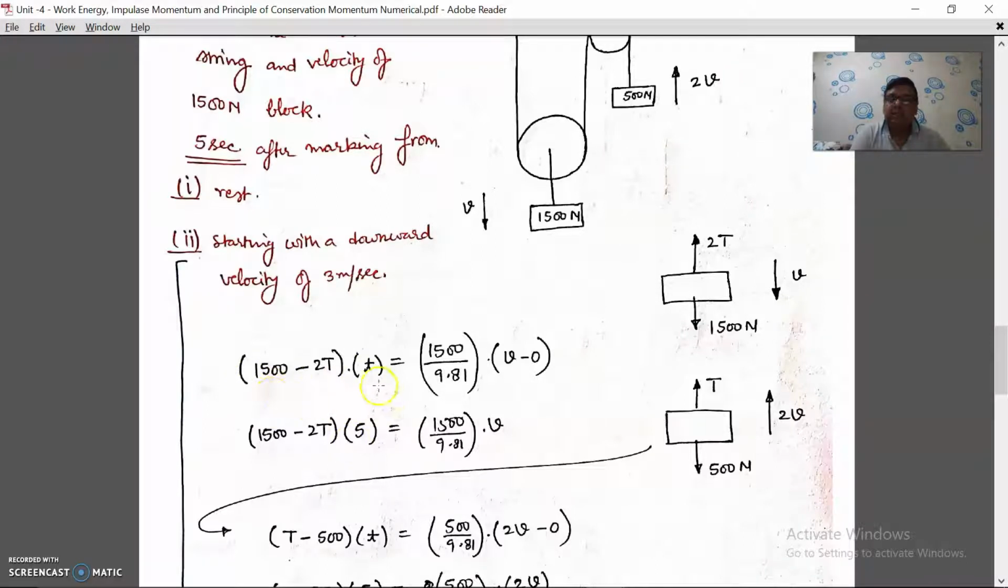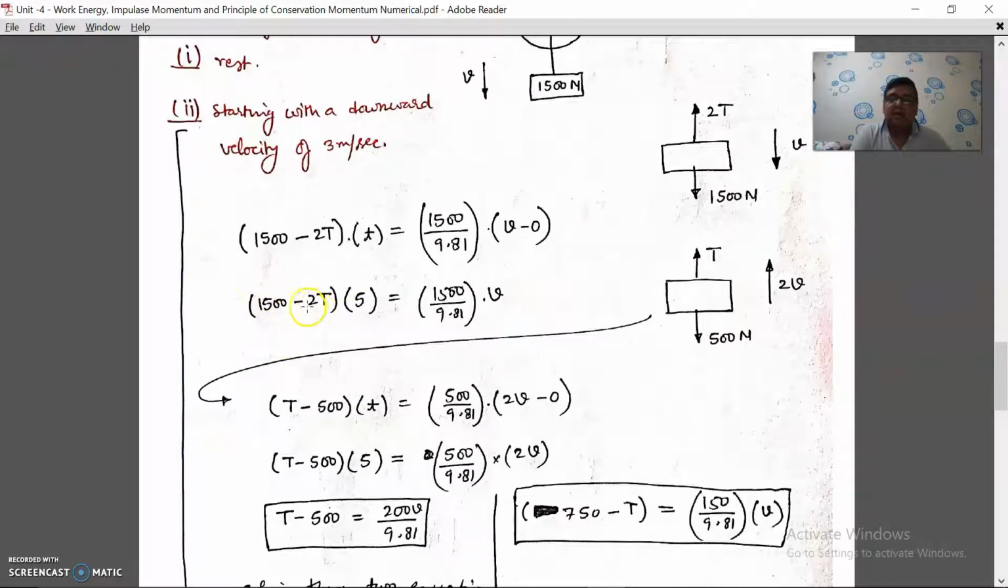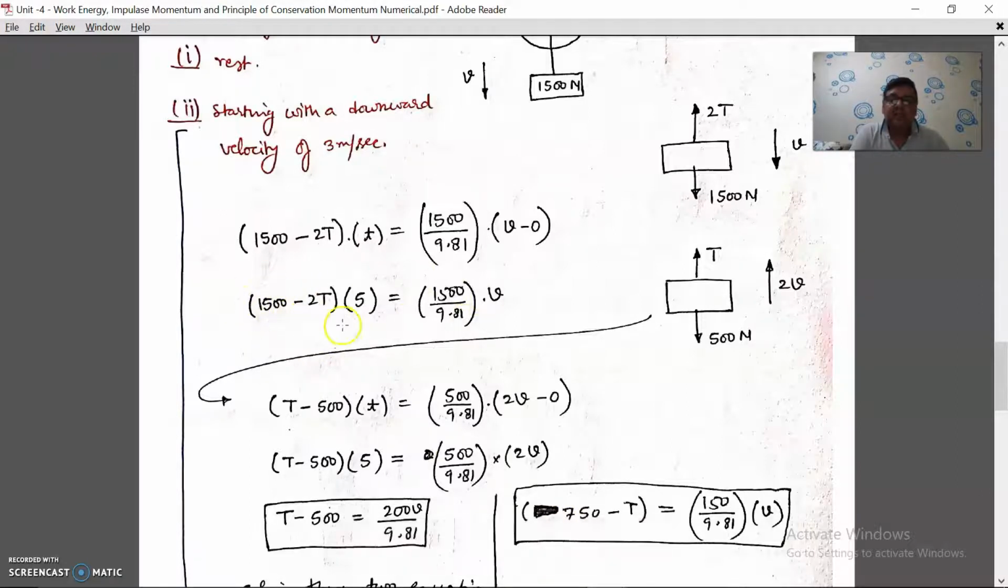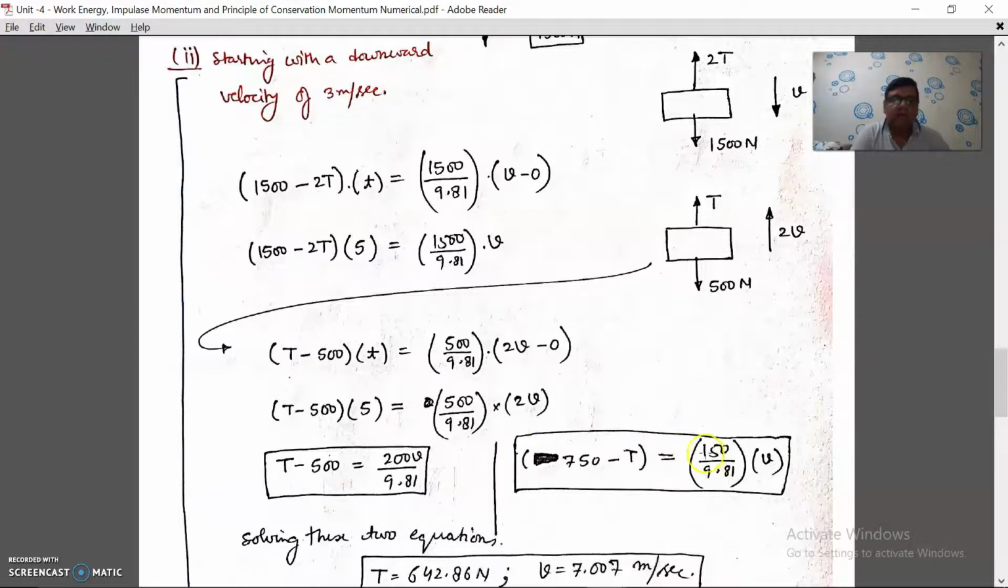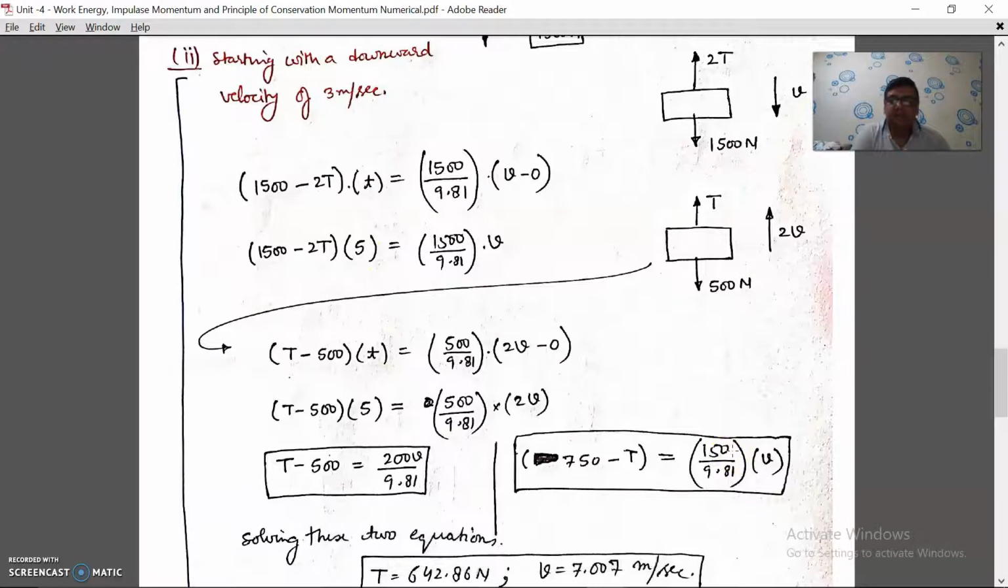So I put the value of time t equal to 5 seconds, and if we take 2 common, then from this we come to the conclusion that 750 minus T is equal to 150 upon 9.81 into v. Not 1500, but 150, because I have taken 2 common outside, so 5 into 2 is equal to 10, and that 10 will be cancelled with the 10 in 1500, which is why in this case it is written 150.